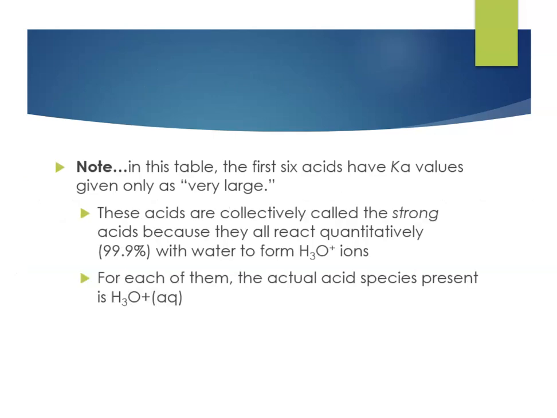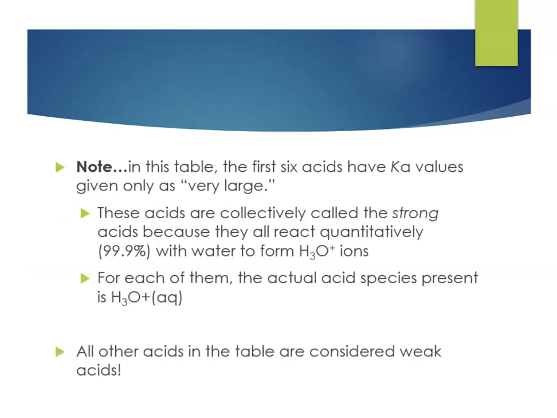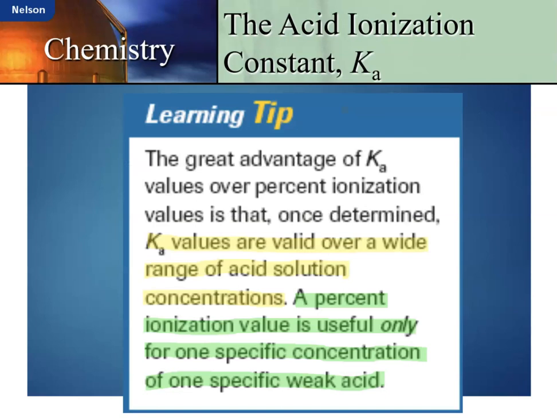If you look at the top 6 acids on your acid-base table, you will notice that the Ka value listed is very large. This is because these are quantitative reactions, and so we can expect all of the acid to react with water to form hydronium ions. Any other acid is considered to be a weak acid. Ka values are used in chemistry because their values are valid over a wide range of concentrations.